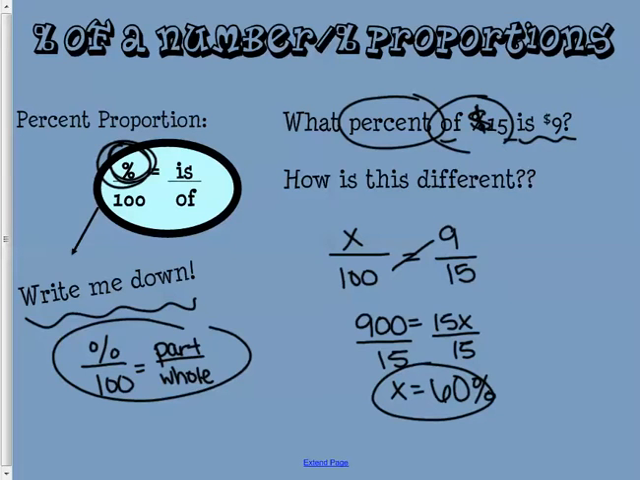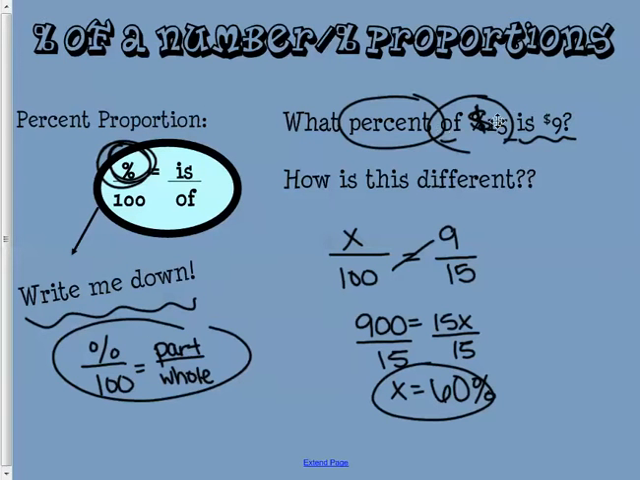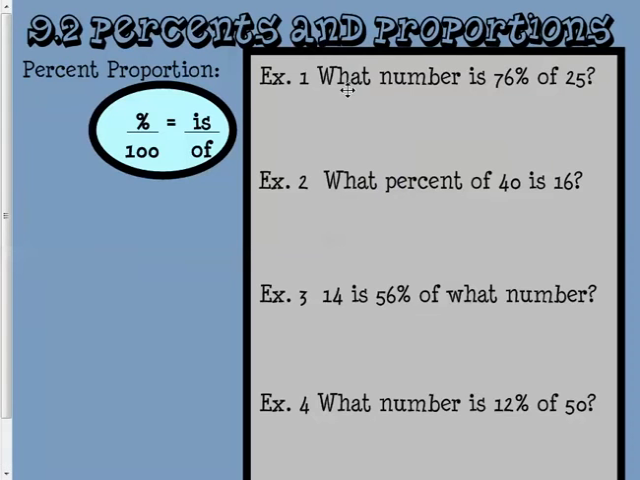So in these ones, all we had to do was multiply straight across because we knew the percent and we know of means multiply. But with ones like this, where you're finding a missing piece, it's helpful to set up this percent proportion. Either percent over 100 equals is over of, or the part over the whole. Okay, so let's look at a few more examples.